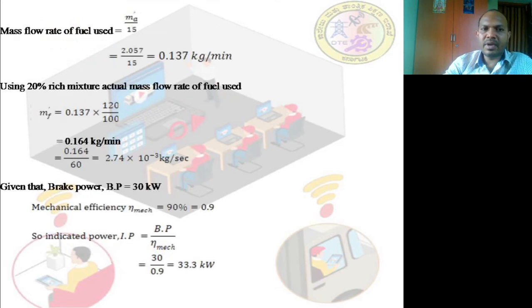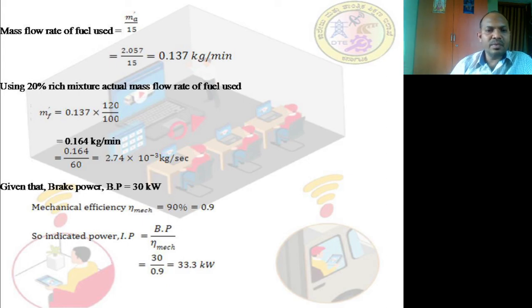Next one is the mass flow rate of fuel used, which is nothing but MA divided by 15. It is only because he has given the air fuel ratio, which is 15:1. So this leads to 0.137 kg per minute. Using 20% excess, that means 120 by 100, will give rise to a mass flow rate of 0.164 kg per minute. By dividing it by 60, I'll get 2.74 into 10 power of minus 6 kg per second.